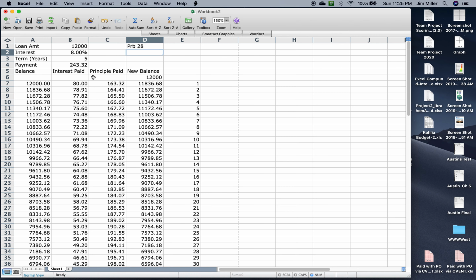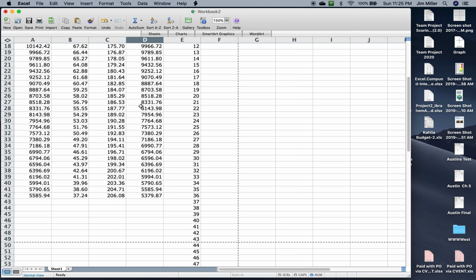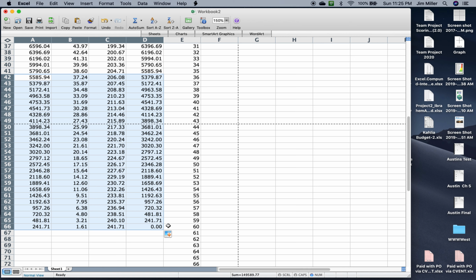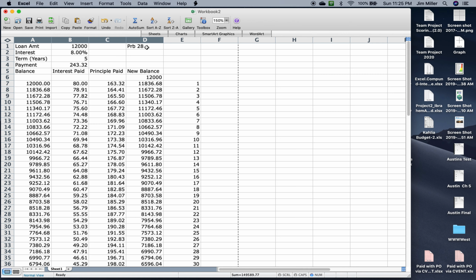And so we'd have to go for, this is 5 years, so we'd have to go to 60 payments. And it should pay us off after 60 payments. Yep, at 60 it's 0. Okay, so that's 27. Whoop, I said 28. That was 27. 27. Okay.